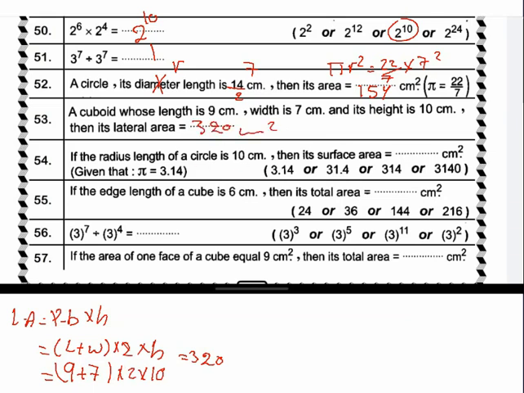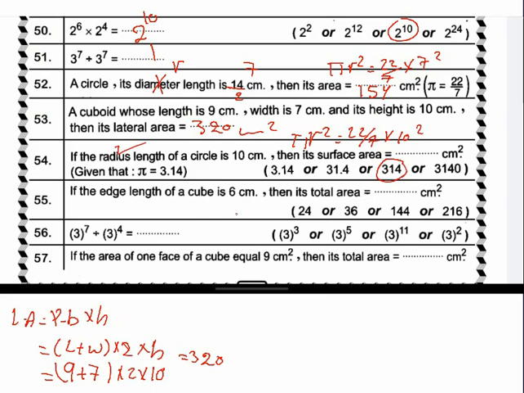Radius length 10, then its surface area. Area equals pi r squared, 22 over 7 times 10 to the power 2, it will be, by using calculator, 314. He gives me the radius, so it's okay to solve the question.